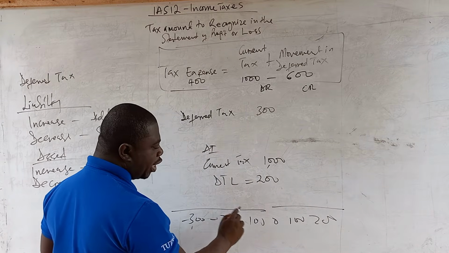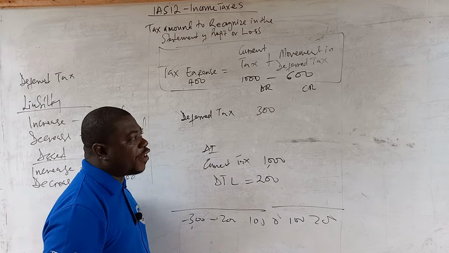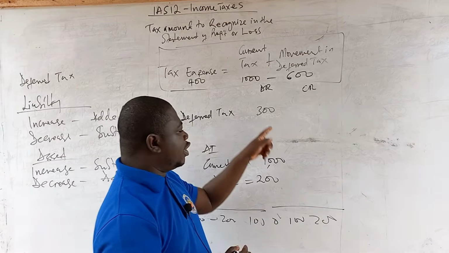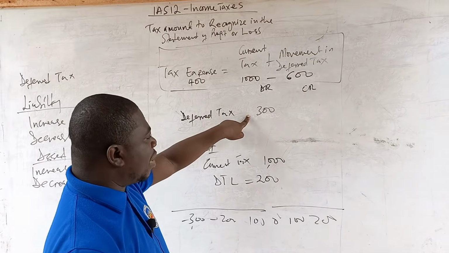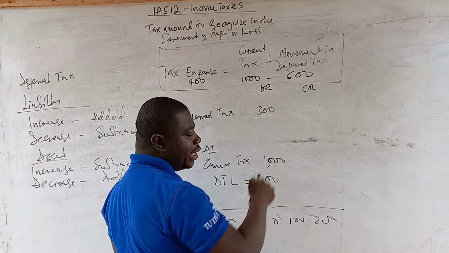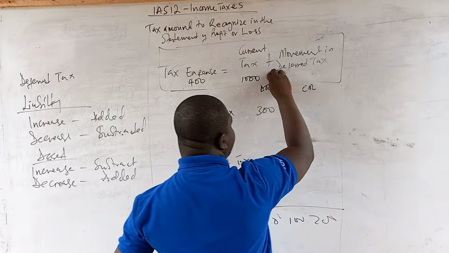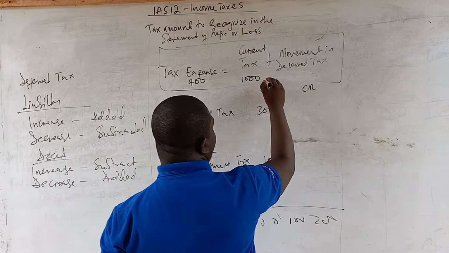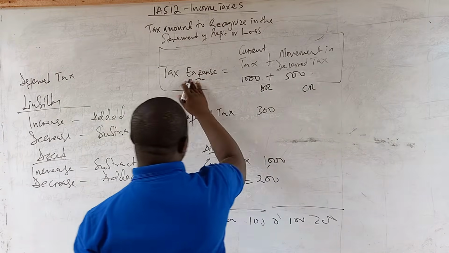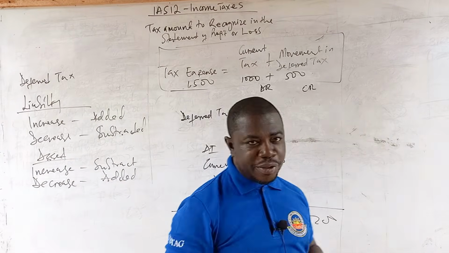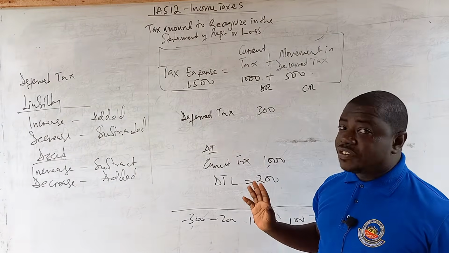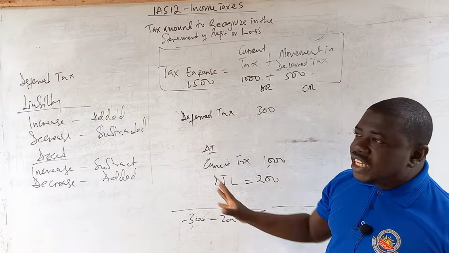If you look, it is 1, 2, 3, 4, 5. So it's 500. If you look at it straight away like this, you may think the movement is just 100. But starting from an asset and becoming a liability, the movement in deferred tax is a positive 500. And therefore, we are going to have 500, which is going to make our tax expense for the year to be 1,500. All these things that I'm teaching you are very, very important.